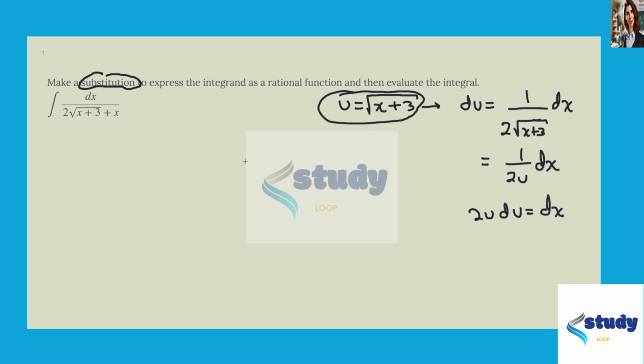This tells me that I can come over here to the integral and replace dx with 2u du. In the denominator, this is also a 2u. And I don't want to write x here because I have a new variable u, so I'll have to come to this substitution and solve for x. And there it is. So x is u squared minus 3.